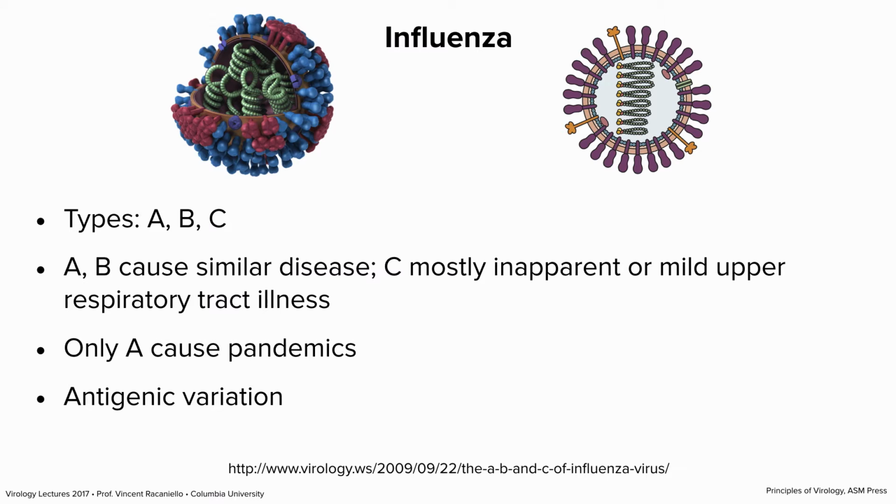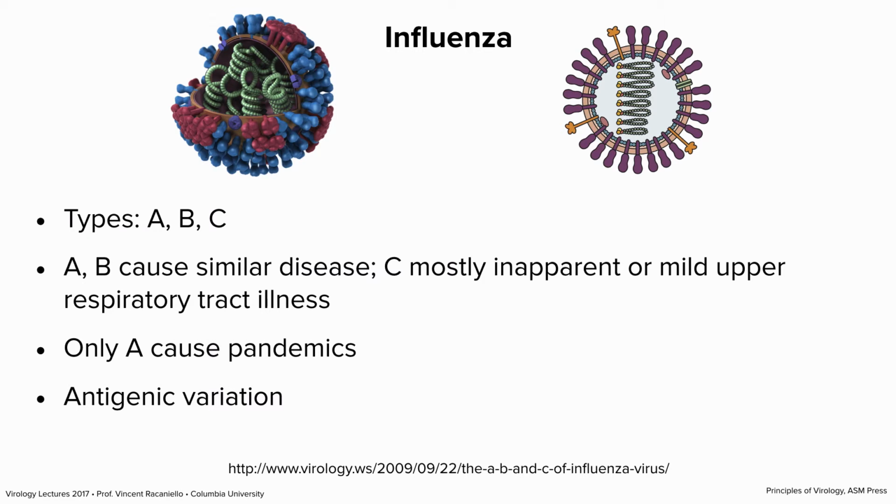Both A and B viruses cause a similar kind of disease, which we'll talk about. The type C cause mostly inapparent or mild upper respiratory tract illness. And we only vaccinate against A and B. A is the only one that causes pandemics. This is a global outbreak where every country in the world, or many countries, experience an outbreak at the same time.